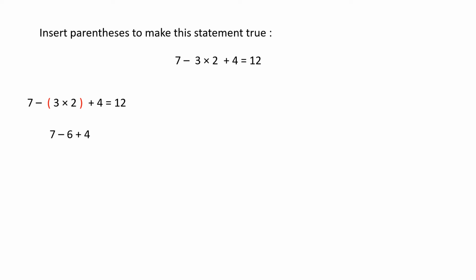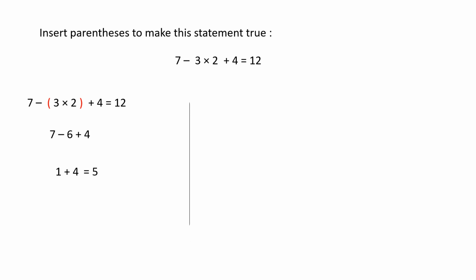After that, of course, I'll subtract first. Because minus comes first on the left, minus and plus are in the same question. What will you do? Do minus first because minus comes first on the left. 7 minus 6 is going to be 1, plus 4 is going to be 5. This is not 12. So I think the place of the parentheses here, of course, is not correct. It's wrong. So you have to try to put the parentheses in another place to get 12.